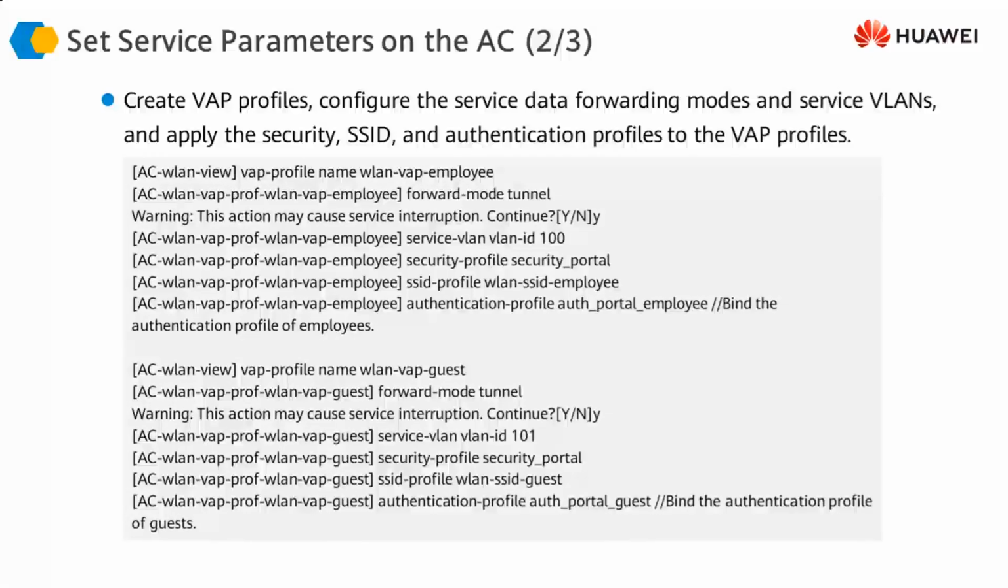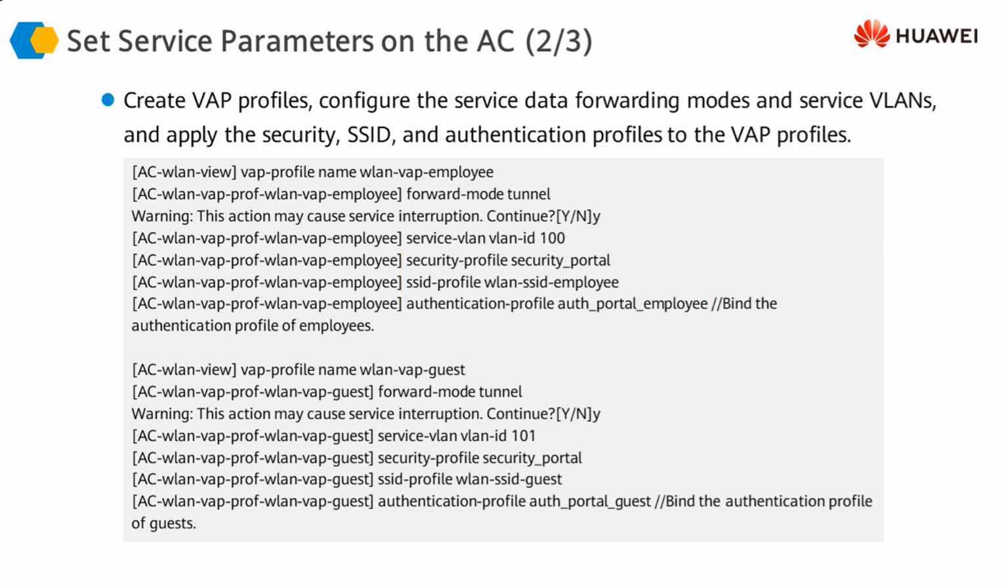And finally, we configure the WAP profile, where we combine all the configuration that we have done in the previous slides. You configure a WAP profile for the employees, and you configure a WAP profile for the guest. You configure the forward mode as tunnel, you configure the service VLAN 100 here, and you're configuring the service VLAN 101 here. Then you call all the previous configuration that you've done in the last few slides.